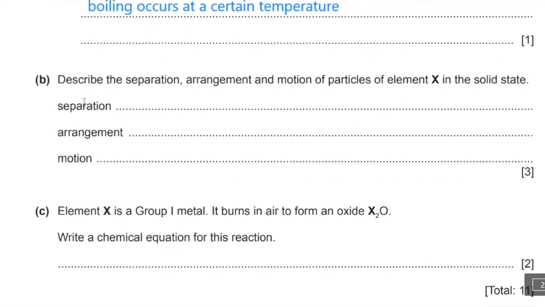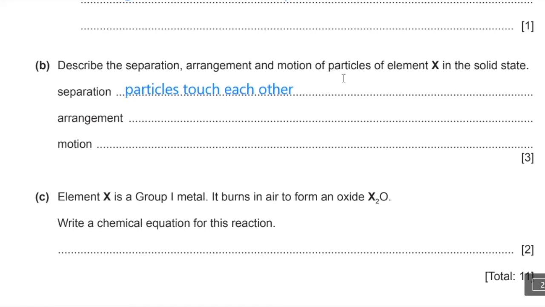B. Describe the separation, arrangement, and motion of molecules of element X in the solid state. So there's almost no separation. The molecules are touching each other, or sorry, the particles are touching each other since it's a solid. And their arrangement is regular. And they vibrate in fixed positions.